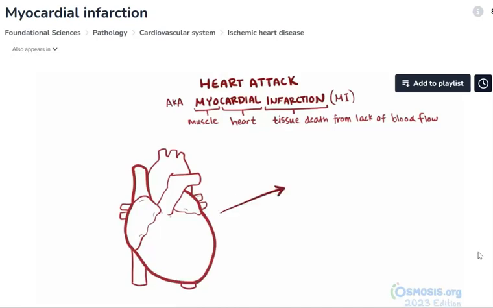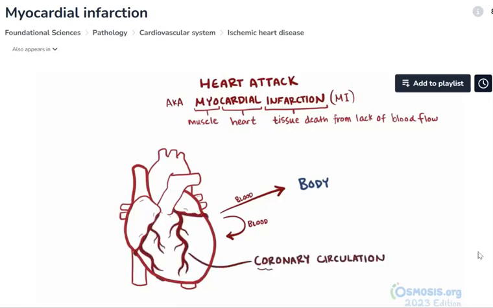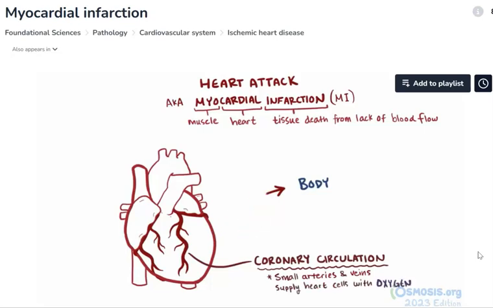Now, the heart's main job is to pump blood to your body's tissues, right? Well, the heart also needs blood, and so it also pumps blood to itself, using the coronary circulation. The coronary circulation is the system of small arteries and veins that help keep the heart cells supplied with fresh oxygen. Heart attacks happen when these small arteries become blocked and stop supplying blood to the heart tissue. And if this happens for long enough, heart tissue dies.